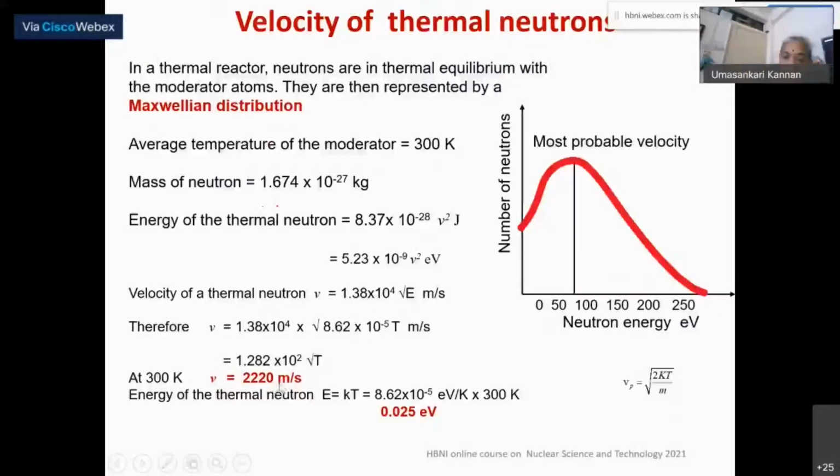2220 meters per second. Yesterday in my table, you would have always seen that the thermal neutron energy is 0.0253 electron volts. The corresponding velocity, I have told you, is 2200 meters per second. And from Maxwell-Boltzmann distribution, you know that this is the most probable velocity or energy of the neutron, which is given by Vp equal to root of 2kT by m.